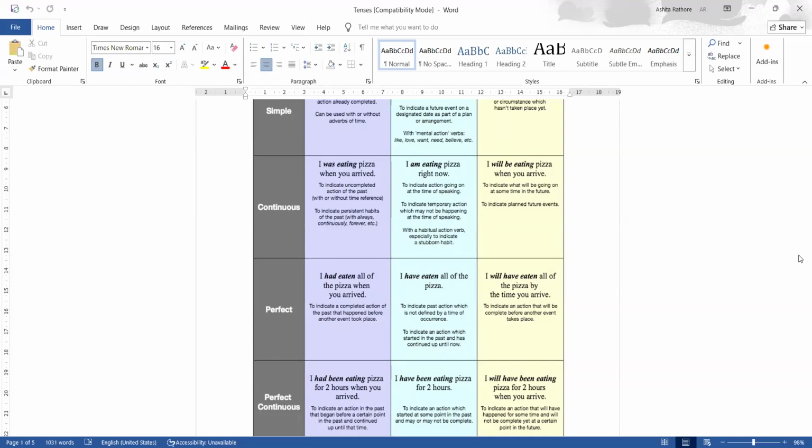Okay, let's say I am eating pizza and you people enter the class and I end up saying, oh, you people missed it, I have just finished my pizza. Simple. I could have simply said I finished the pizza, but I'm using I have just finished my pizza. I'm using the present perfect tense. Why?